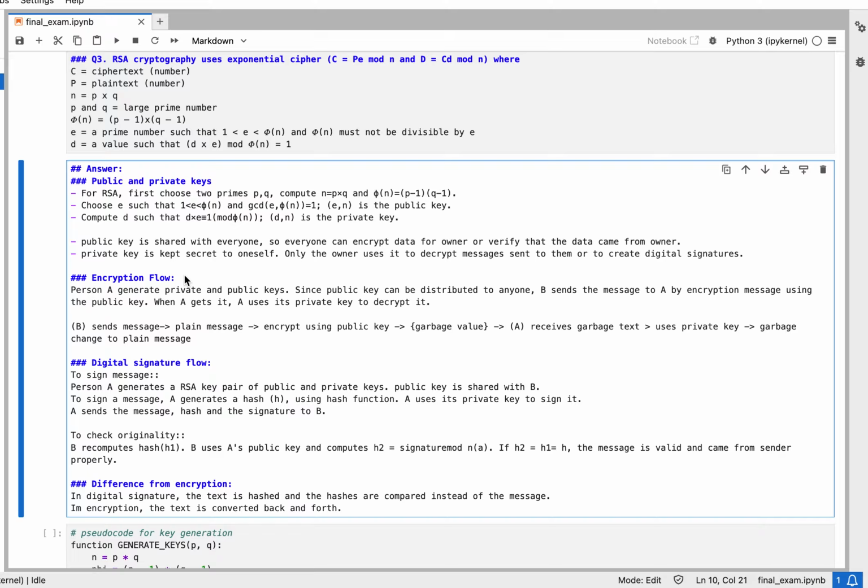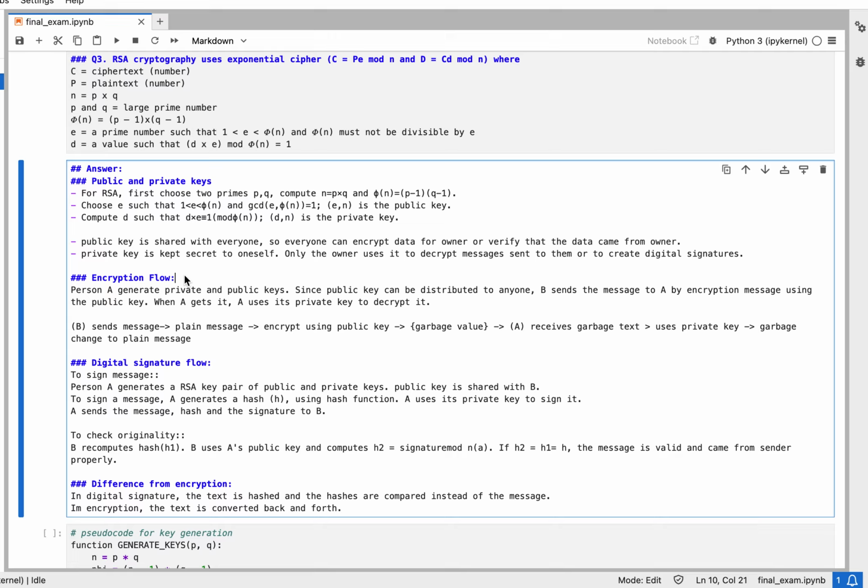In the encryption flow, person A is the original person who is receiving the message. So person A generates private and public keys. Since the public key can be distributed to anyone, and the sender, who is B, let's say B is Bob and A is Alice. So Alice is the original receiver of the message. Alice generates private and public keys, and Bob, the sender of the message, uses the public key of Alice in order to encrypt a message to send to Alice. And he sends the message to Alice.